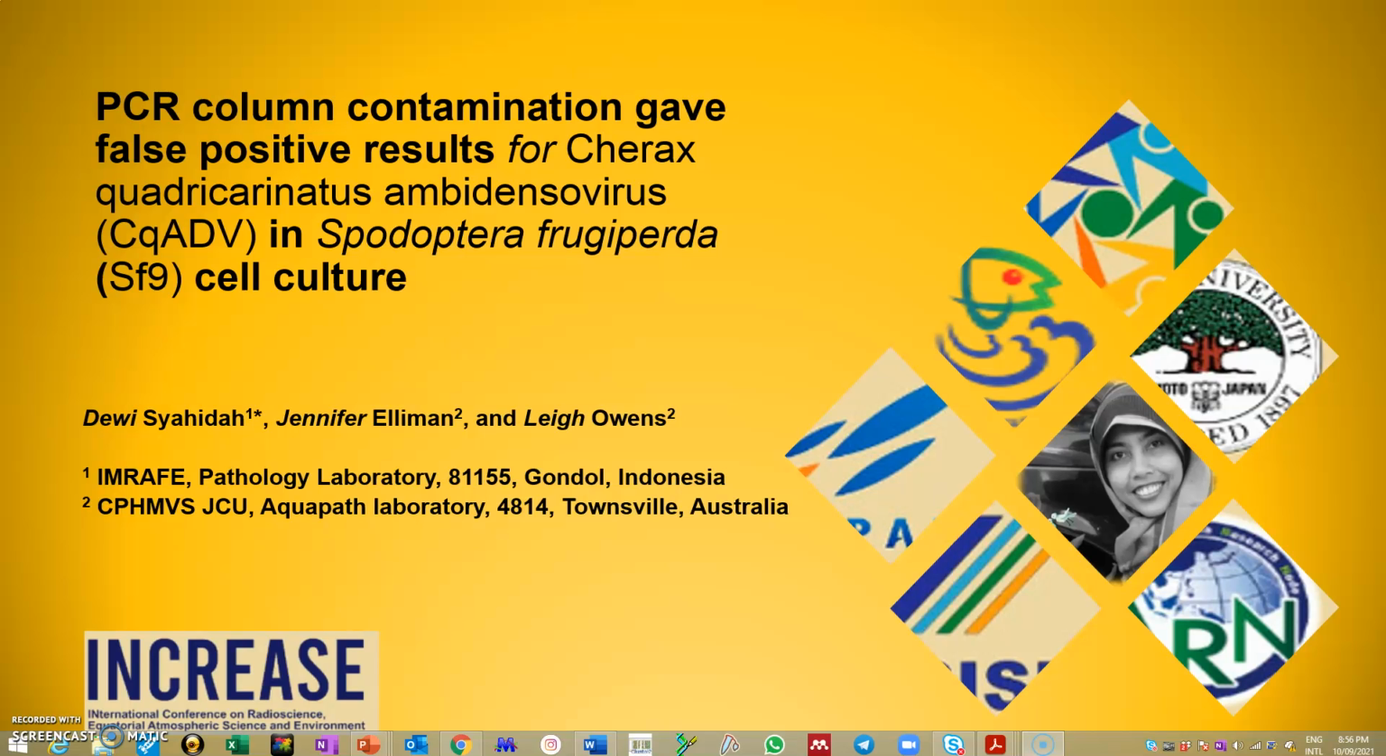Today I would like to share with you about PCR column contamination that gave false positive results for Cherax quadricarinatus ambidensovirus in Spodoptera frugiperda cell culture.